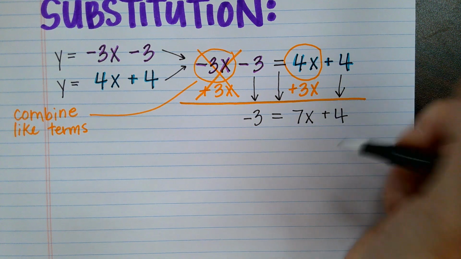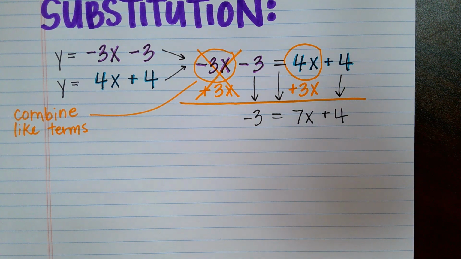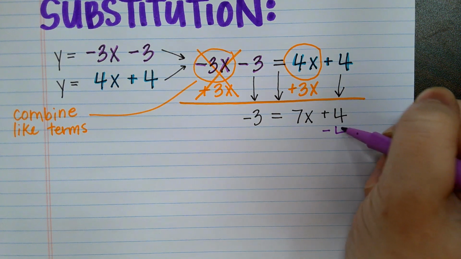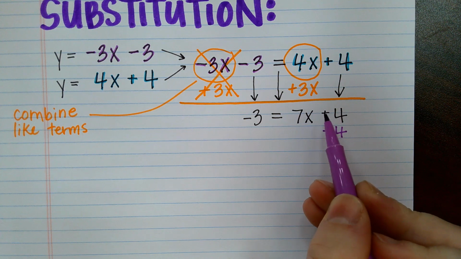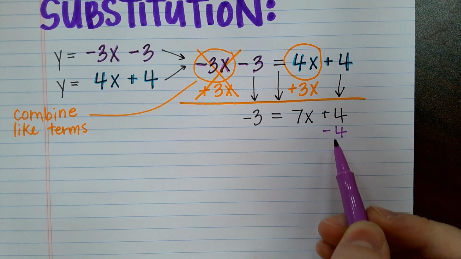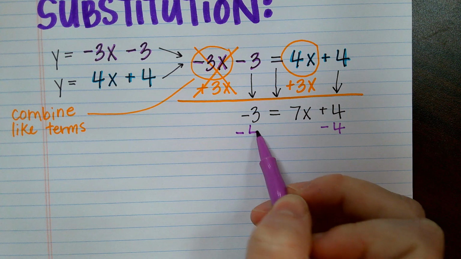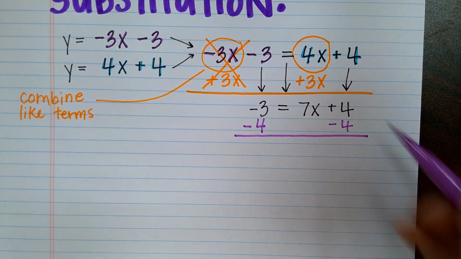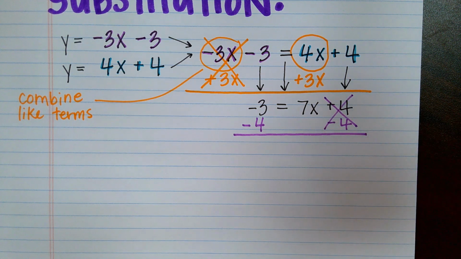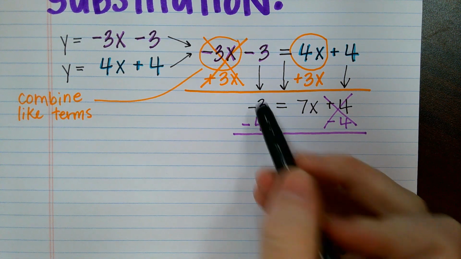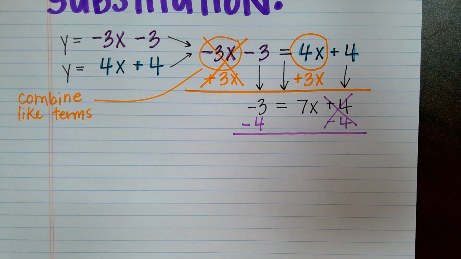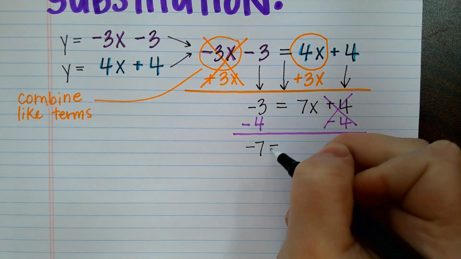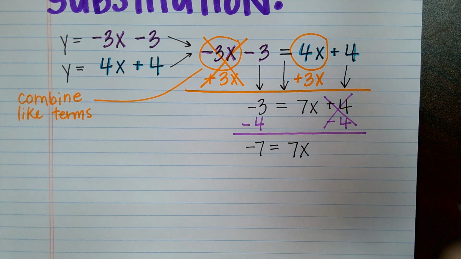So the next thing that'll probably get me closest to having x by itself is getting rid of that plus 4. Do the opposite. Remember, if I have plus 4, I do minus 4. So I need to do that to both sides of the equation. What happens to my 4s? They cancel out. What is -3 minus 4? -7 equals 7x.